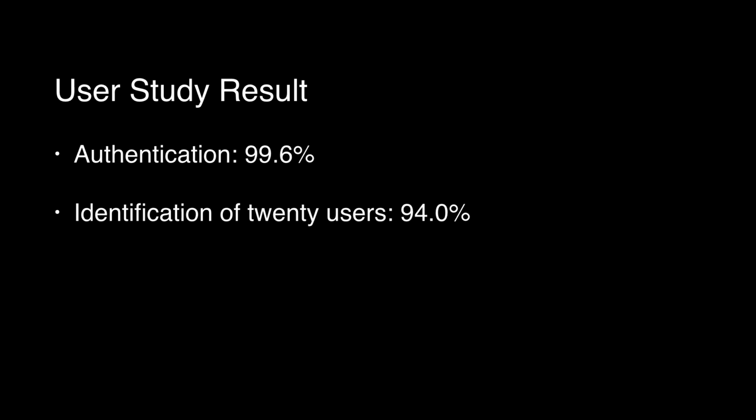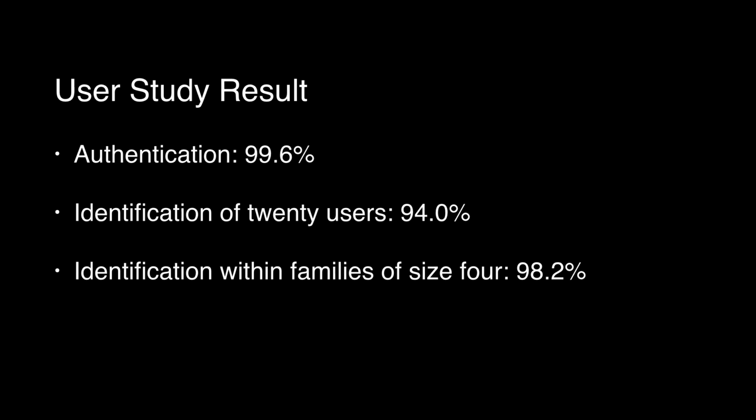Our user study demonstrates authentication accuracies of 99.6%. For 20 user identification, our software was 94% accurate. However, if these 20 users are placed into groups of 4, simulating the average family, user identification is 98.2% accurate.